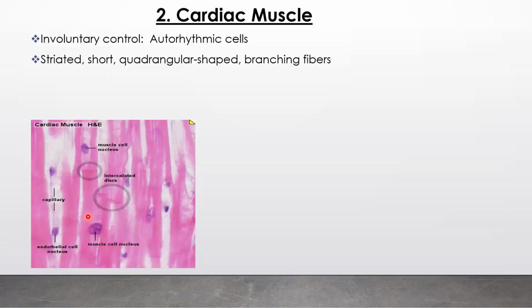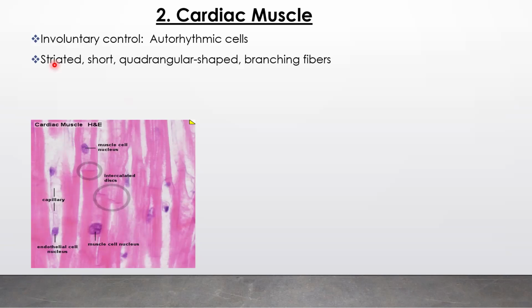What about now cardiac muscles? So cardiac muscles have involuntary control. Remember how skeletal muscles have voluntary control. This one has involuntary control, and they are able to initiate their contractions by themselves. So they have autorhythmic cells. They can contract and relax without nervous stimulation. And they are striated, same case as we saw in the skeletal muscles.